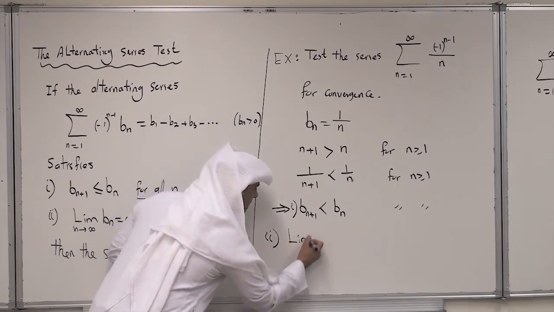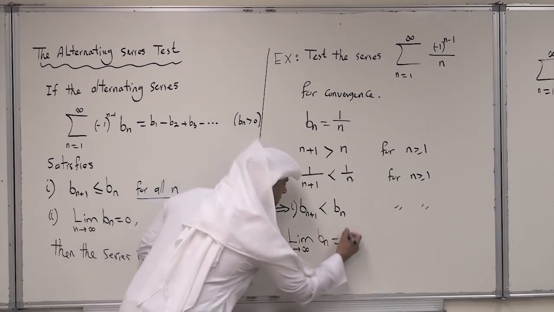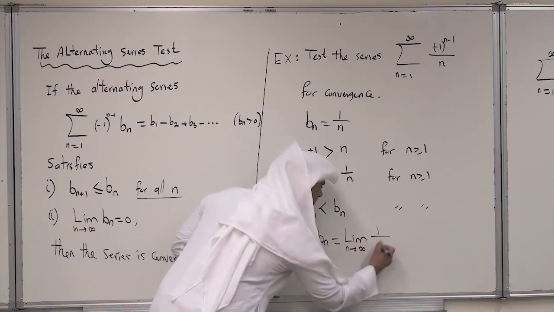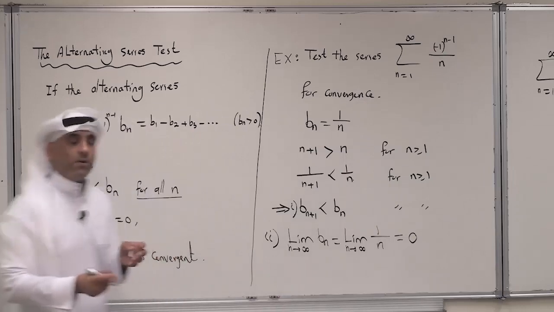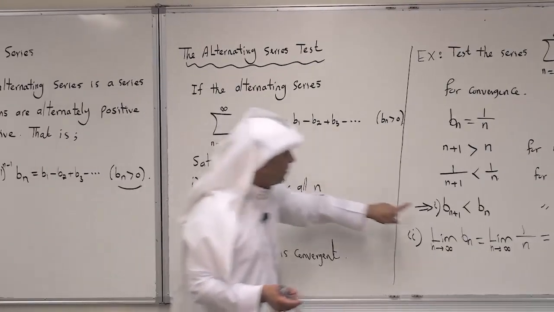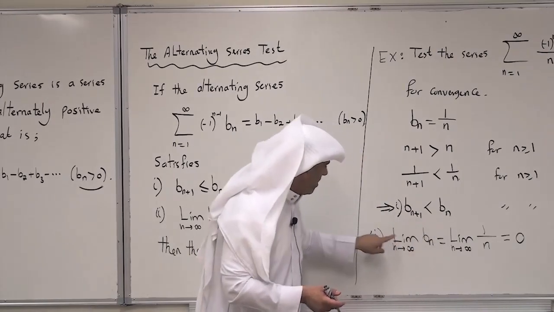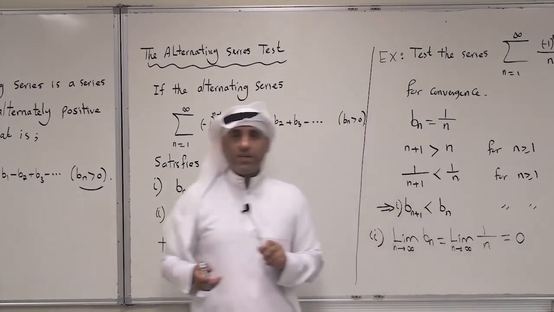What is the limit as n goes to infinity of the Bn? That's equal to the limit as n goes to infinity of 1 over n. And clearly this is equal to what? This is equal to 0. So coming back to the discussion now, we have the first condition of the alternating series test is there. We have the second condition of the alternating series, that is the limit of bn equal to 0.